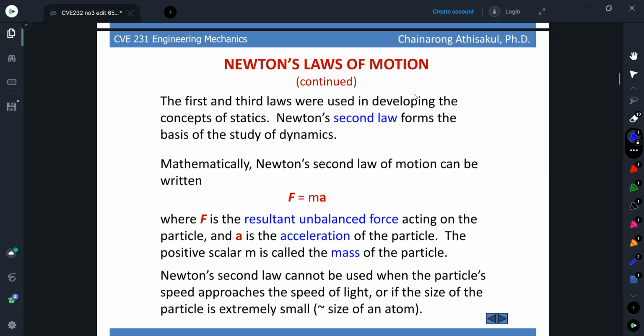Mathematically, Newton's second law of motion can be written in this form, that is F equal to ma, where F is the resultant unbalanced force acting on the particle, and a is the acceleration of the particle. The positive scalar m is called the mass of the particle.